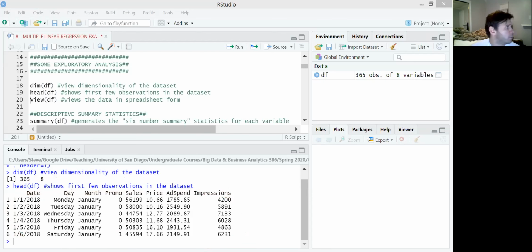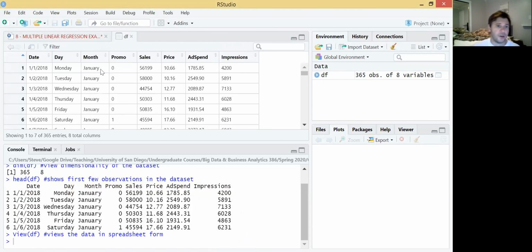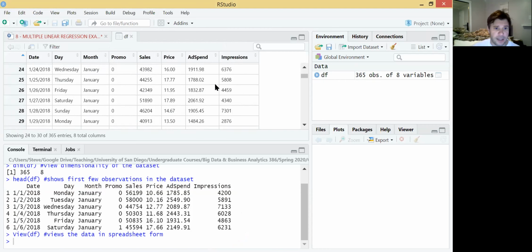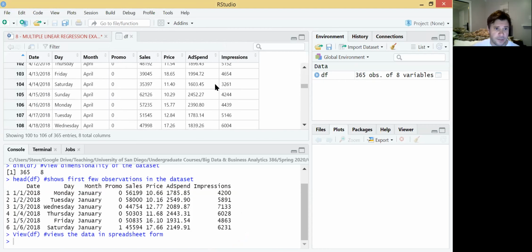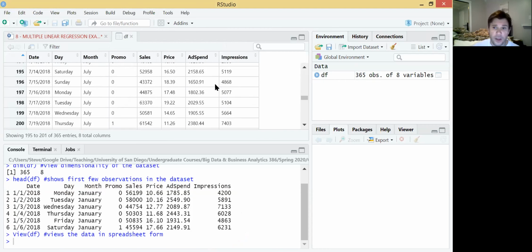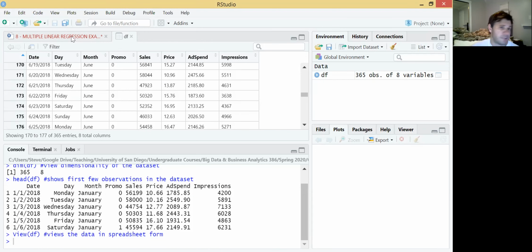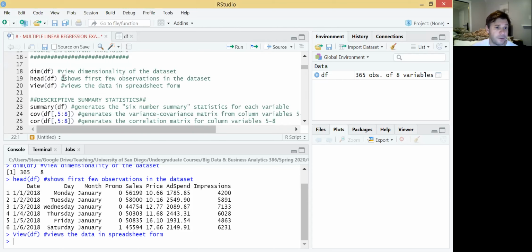We could also view the entire spreadsheet of data if we wanted to. This is okay if you have few observations, but if you have millions of observations, I wouldn't recommend this. This is the View function with a capital V. You'll notice when we run that, we can actually look at the entire spreadsheet here, all these observations for all these variables. You can scroll. That's useful if you want to get a general idea of the structure without running the head function or the tail function, which would show you the last 6 observations.